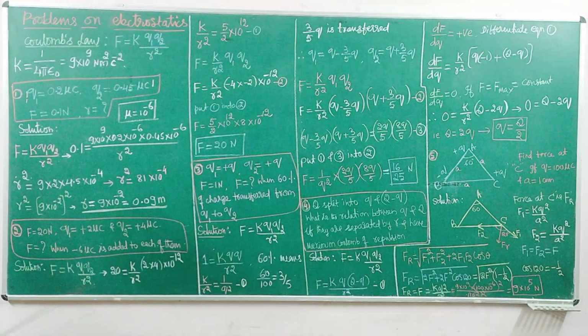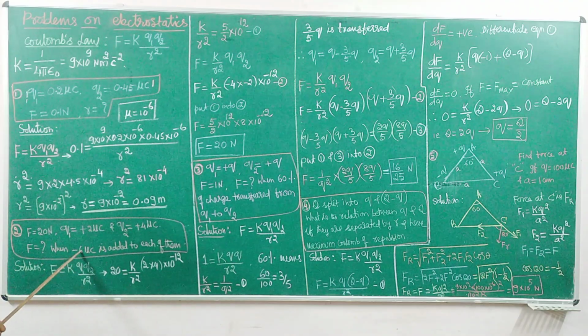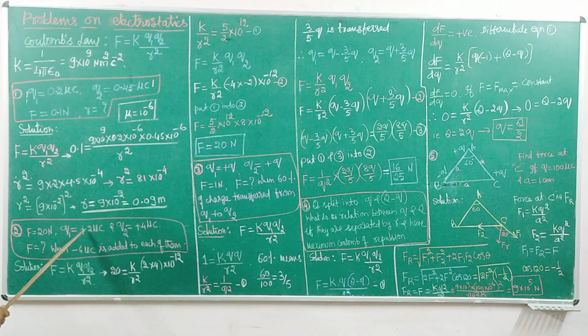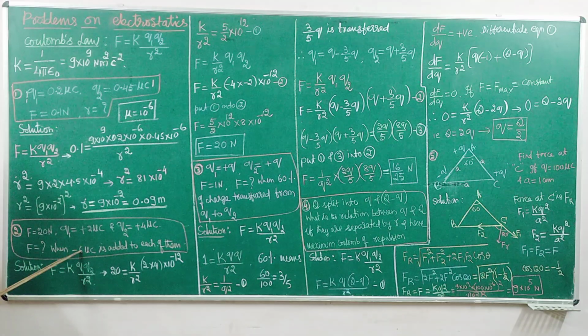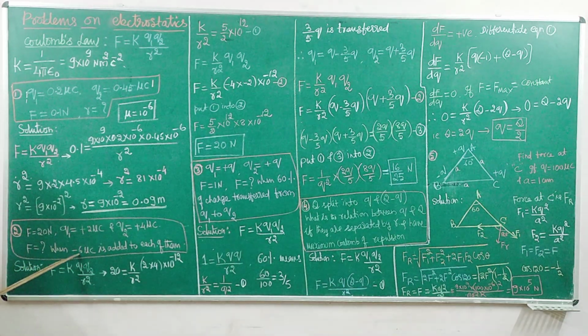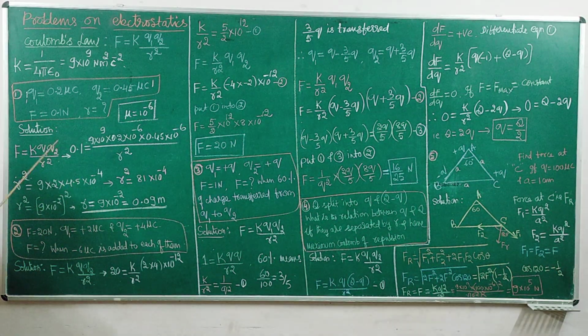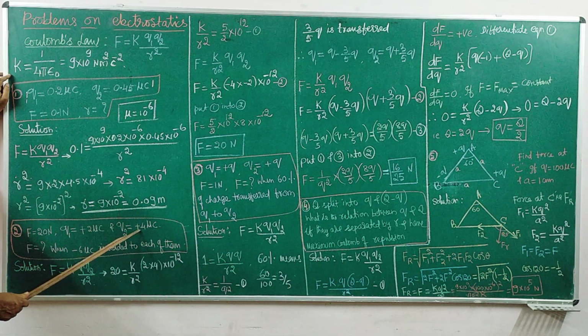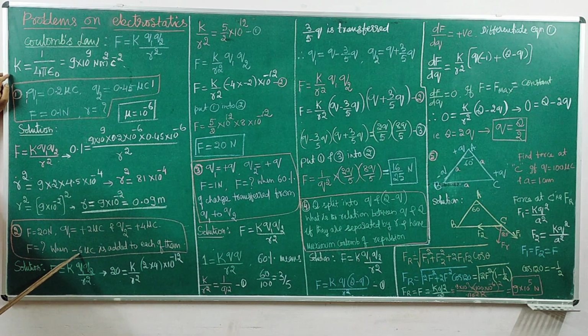What is asked? What is F when you add this to both? So when you add minus 6 microcoulomb to this, what do you get now? This 2 is neutralized, remaining is minus 4. Plus and minus when you add neutralizes. Plus and plus when you add, it increases. Here plus 4 is already there. When you add this, 4 is neutralized, remaining is minus 2. This plus this, minus 2. This plus this, minus 4.